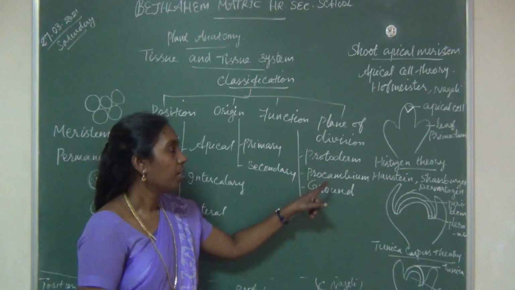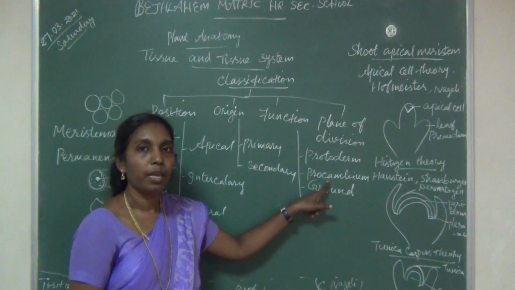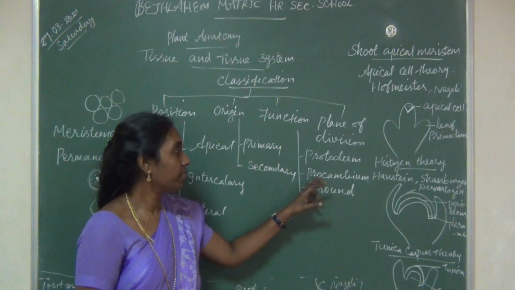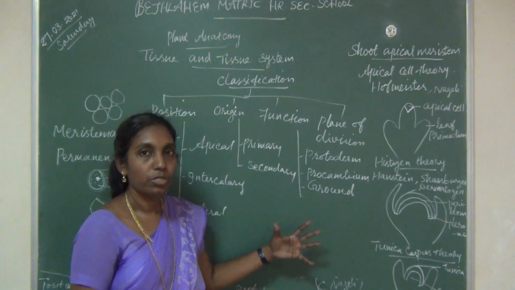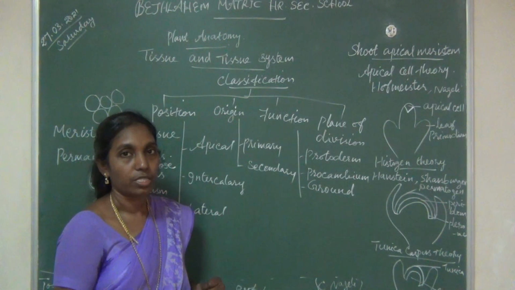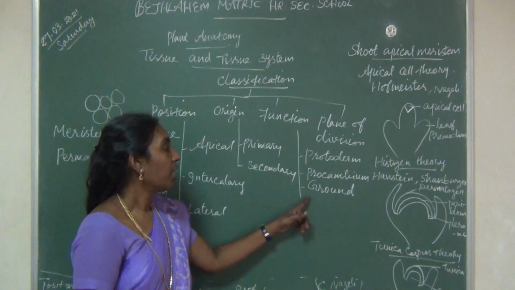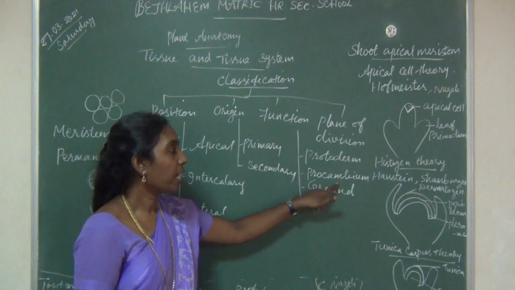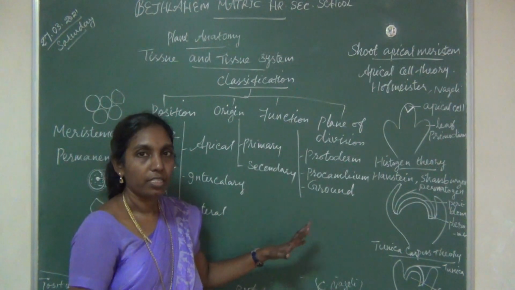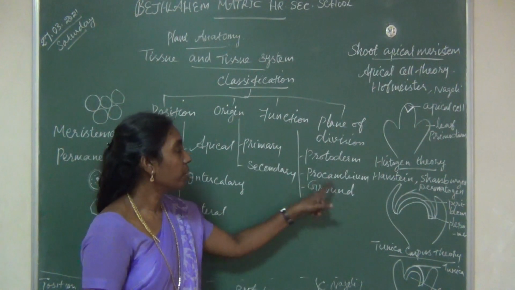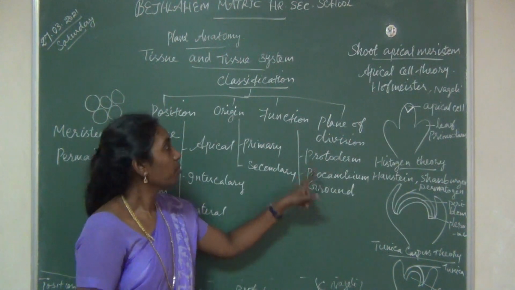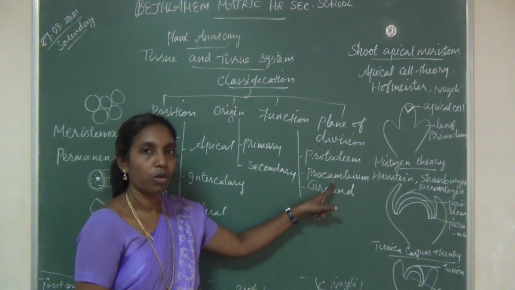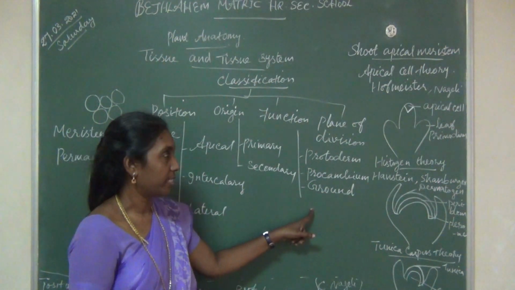protoderm. Procambium produces the conducting tissues, xylem as well as the phloem, and the ground meristem. Apart from these two, epidermis and the xylem phloem conducting tissues, the remaining tissues are produced from the ground meristem. So based on the function, there are three different types of meristem: protoderm, procambium and ground meristem.